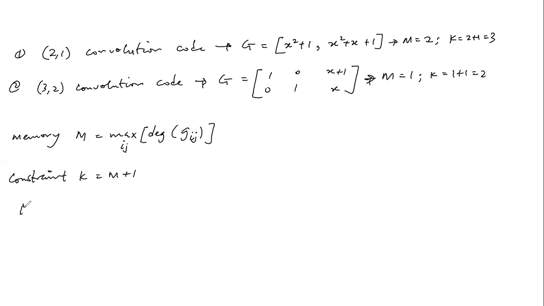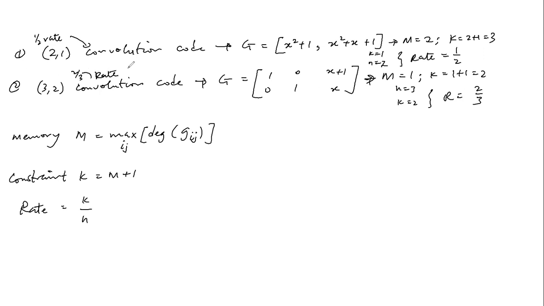And then we also define the rate. The rate of the code is the ratio of the message bit to the block length. Now, in this case, the message bit k is equal to 1, and the block length n is equal to 2. So for this, the rate is 1 over 2. So this is a half rate convolution encoder. And in this case too, n is 3 and k is 2, such that the rate is 2 over 3. So this is a 2 over 3 rate convolution encoder.